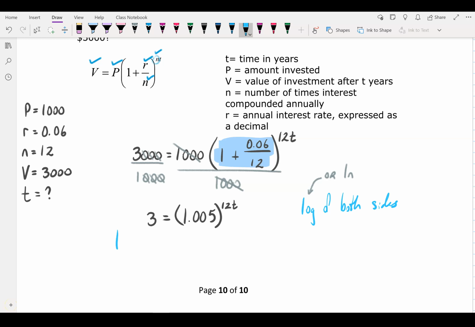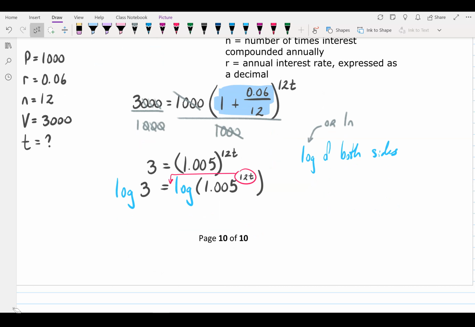So this gives us log of 3 equals the log of this whole side here. Remember, the reason we're doing this is that it'll let me use my power rule. The power can then come down in front. That's the real magic of this method, okay? Left side I'm going to keep as it is for now. Right side will be 12t times log of 1.005.